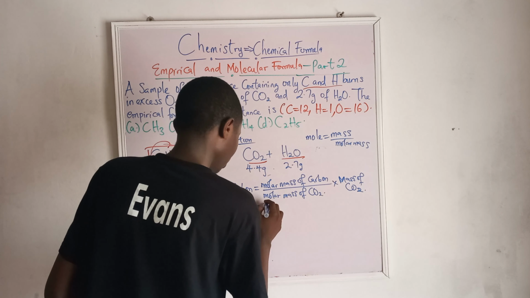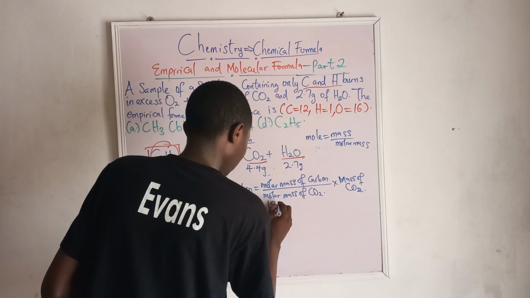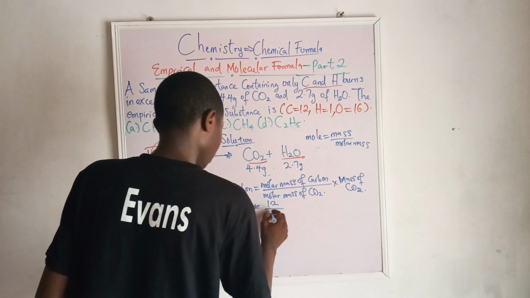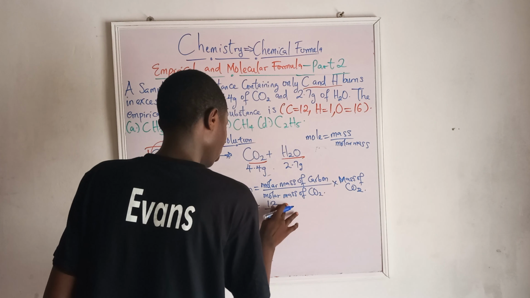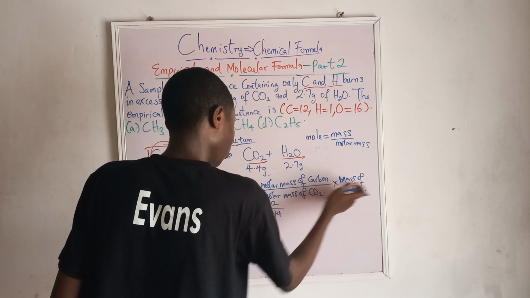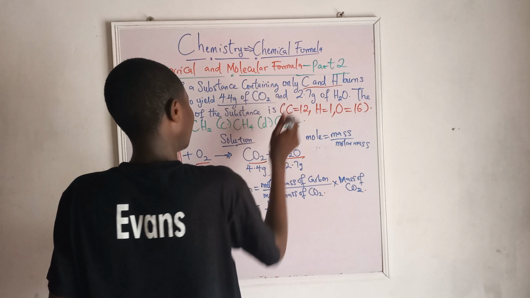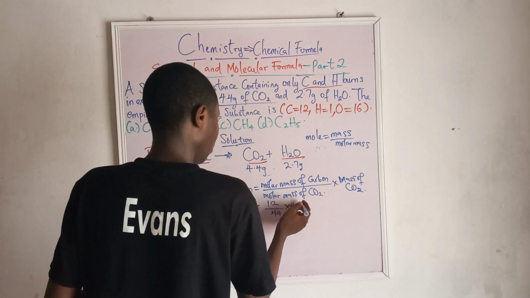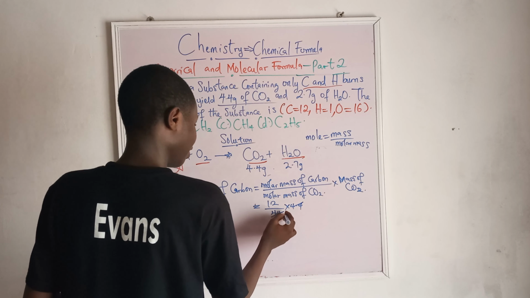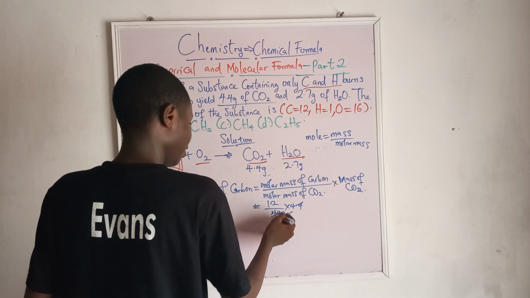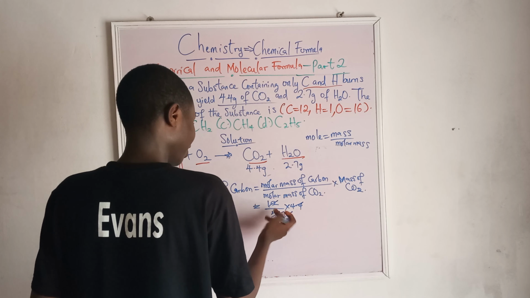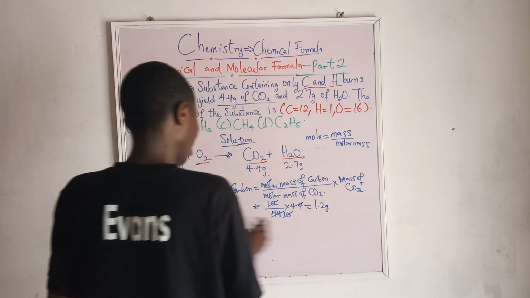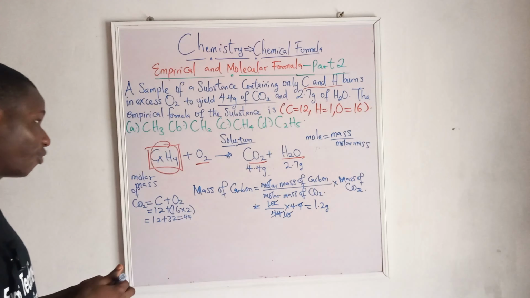Molar mass of carbon is what? 12 divided by the molar mass of carbon dioxide. That's 44. Then you multiply by the entire mass of carbon dioxide. That is 4.4. So 4.4 divided by this, you get 10, right? This in this, it cannot cut, but 12 divided by 10, that's 1.2 gram. So we have known the mass of carbon.